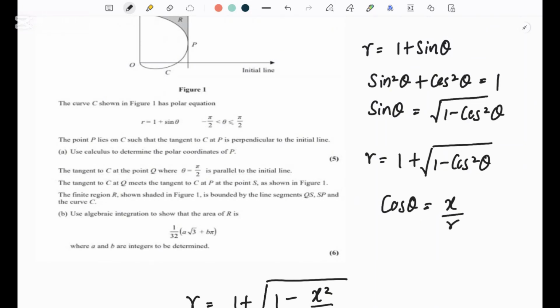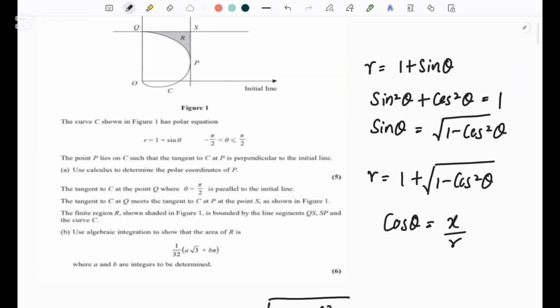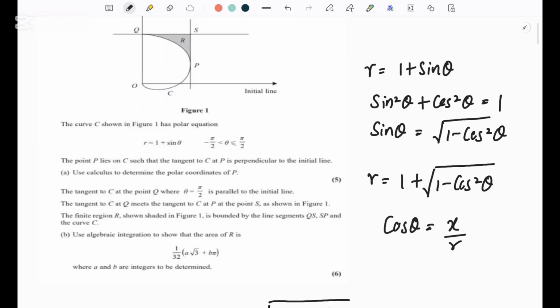algebraic integration. So they say algebraic integration, it doesn't mean that you have to convert all your terms into x and y. Basically you just have to integrate. So, and we need to write it in this format and find a and b.